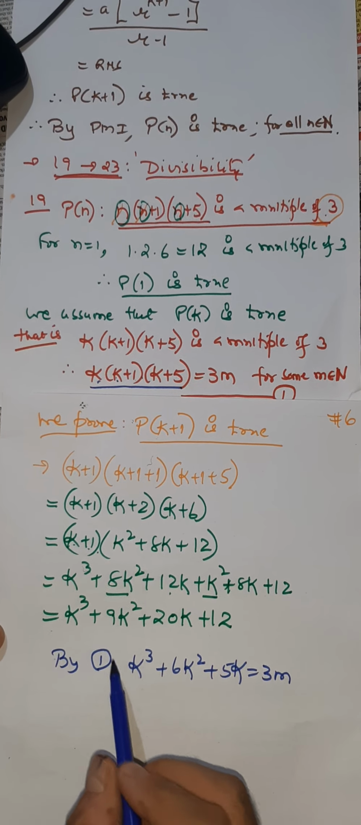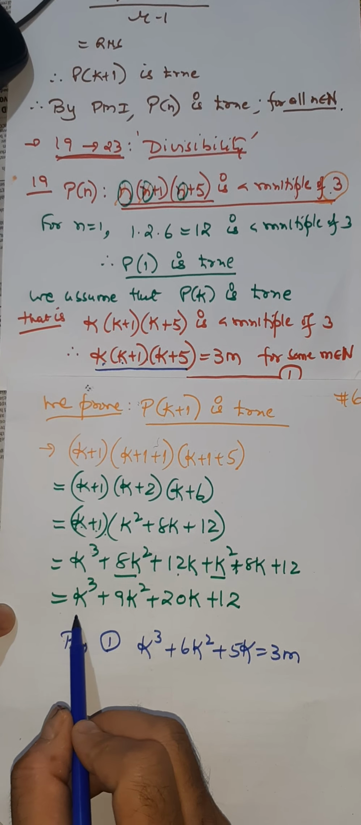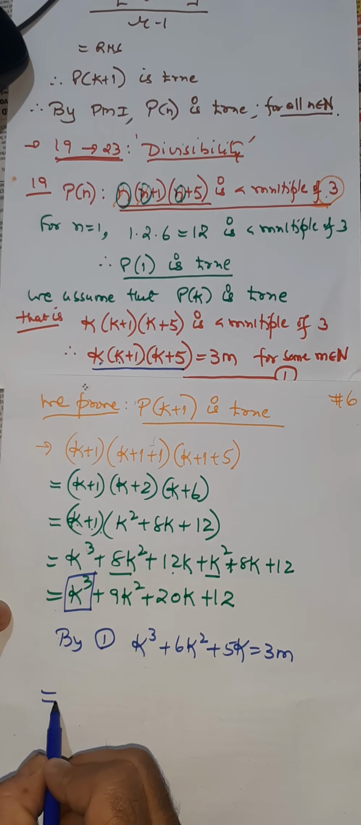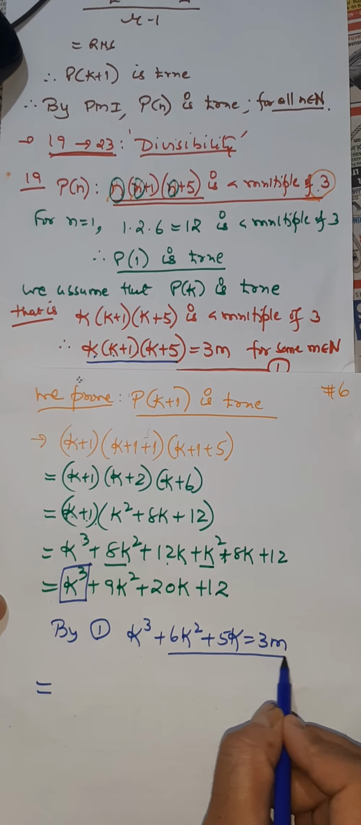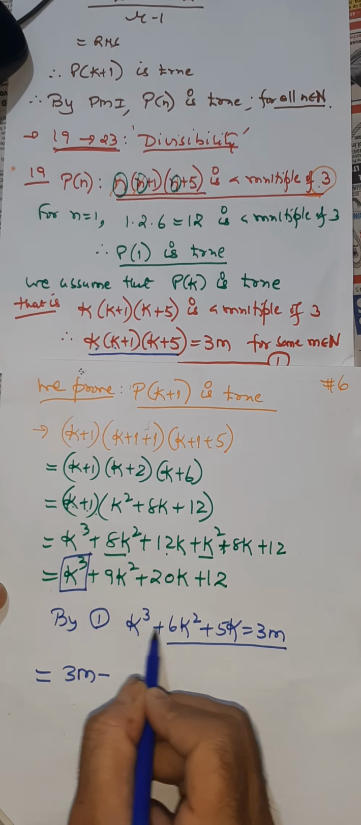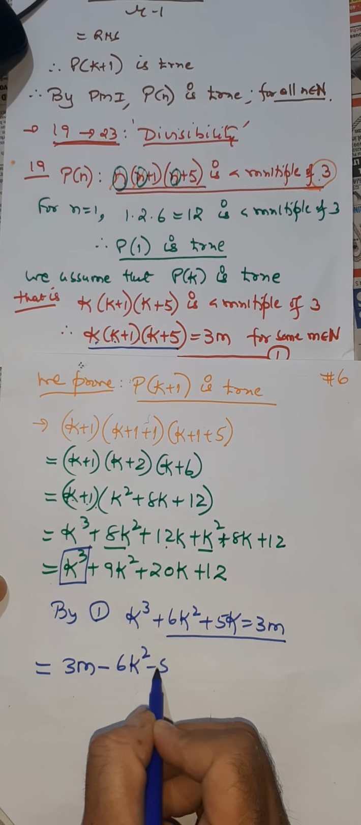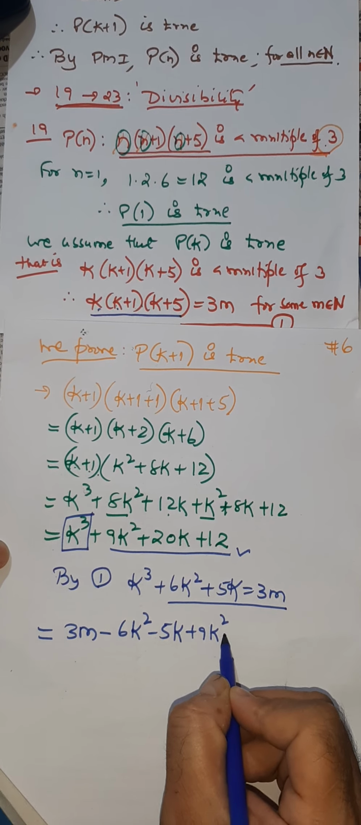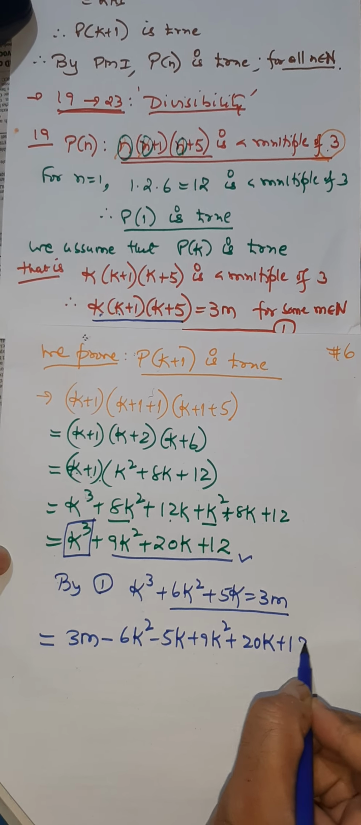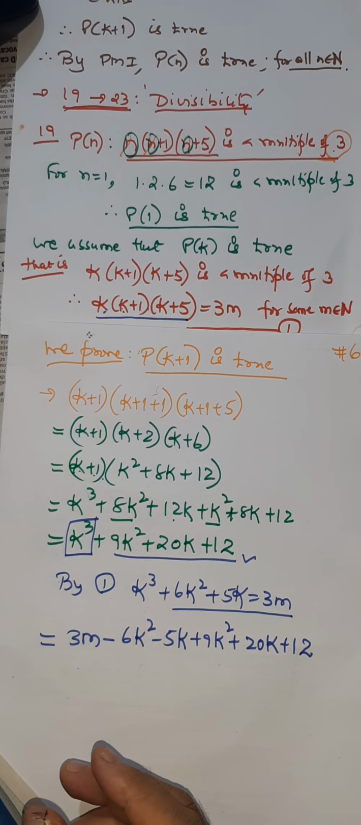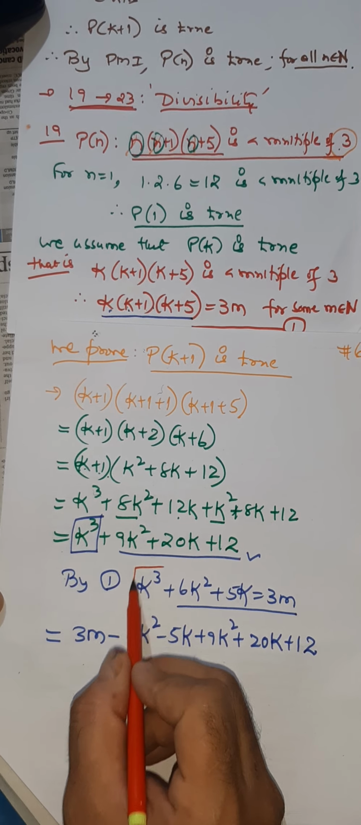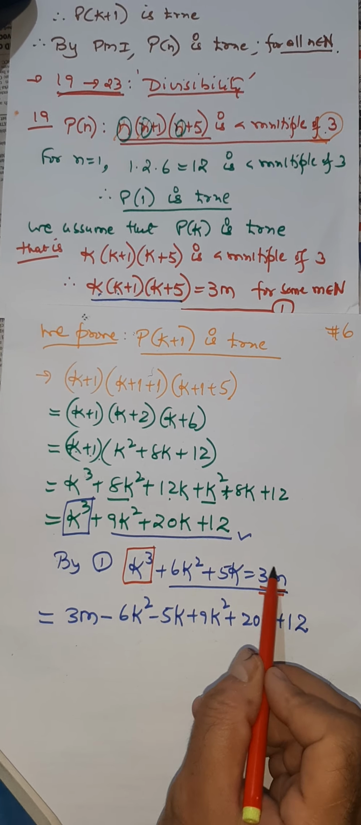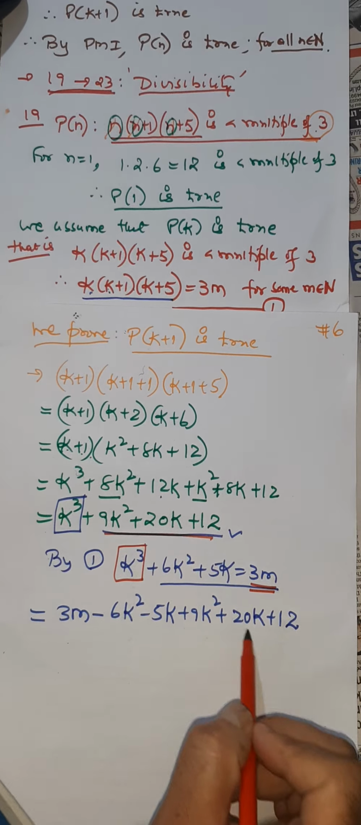Now what you can do is you can put the value of at least k cube. I'll put the value of this one. So what's the value of k cube from this? It is 3m minus 6k squared minus 5k, and this one as it is, plus 9k squared plus 20k plus 12. Fine. What I did, I just placed the value of k cube. That is 3m minus 6k square minus 5k, and this one as it is.